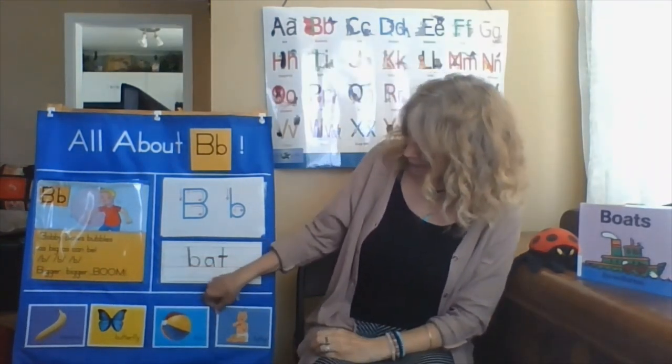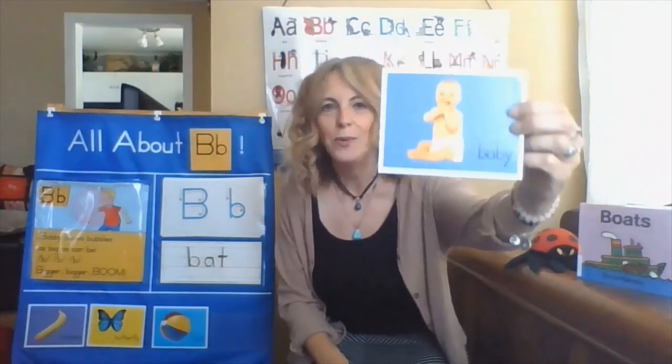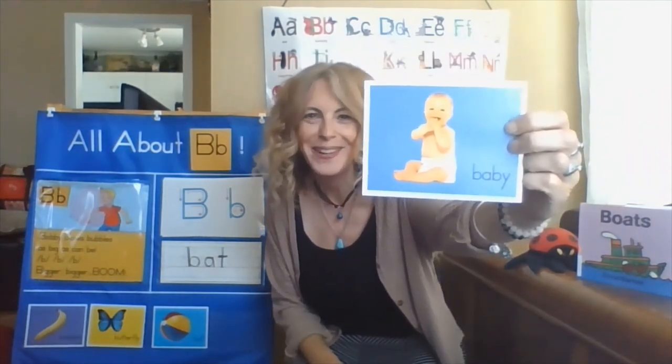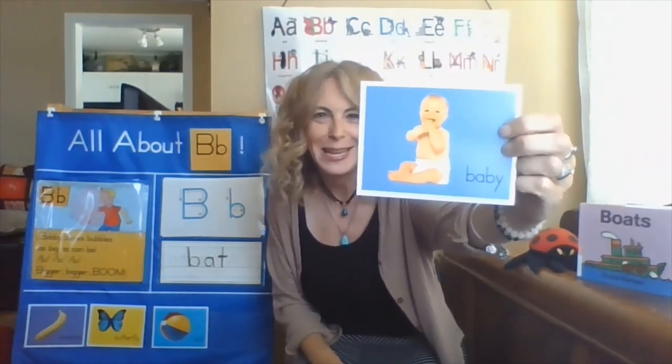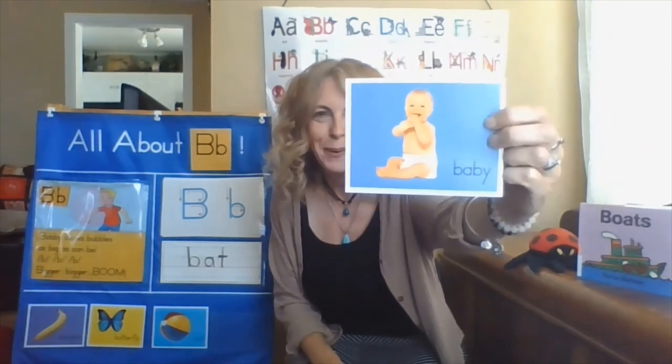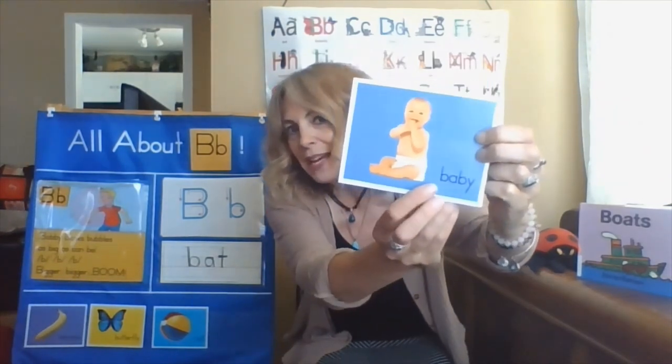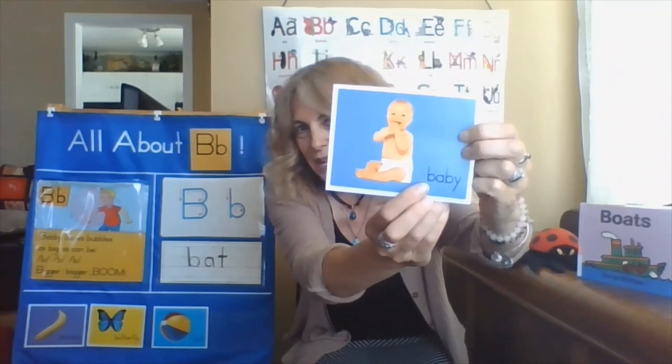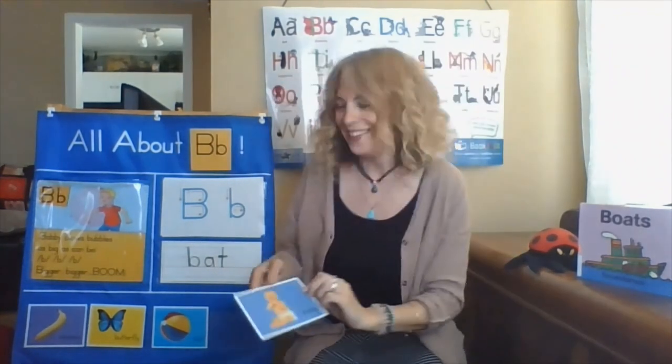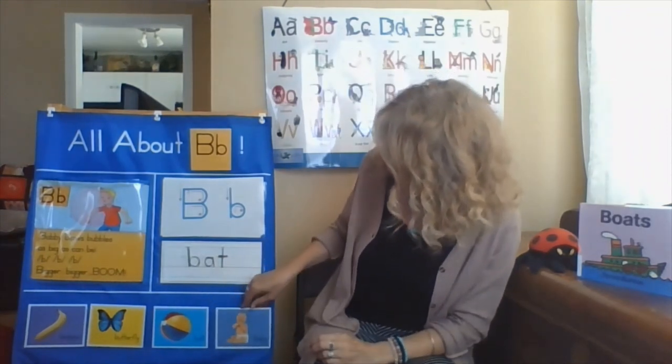And this is another cute little B word. We have a very tiny human here that we call a baby. Say b-b-baby. Do you see that baby has two B sounds in it? It has a B at the beginning and a B in the middle. Baby. Very good. You hear both of those sounds, don't you?